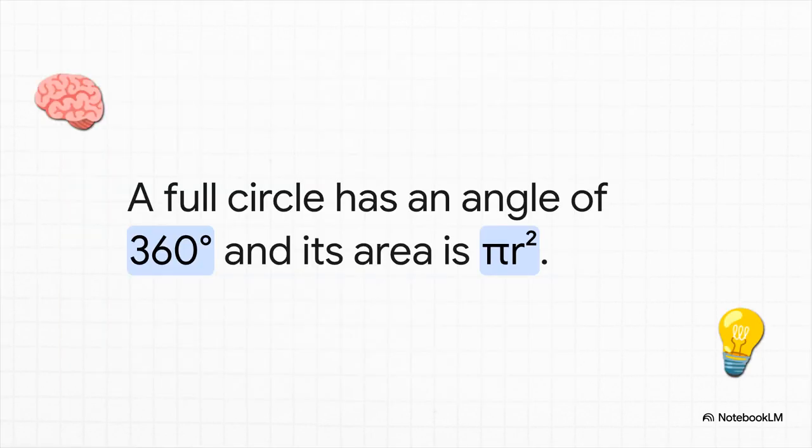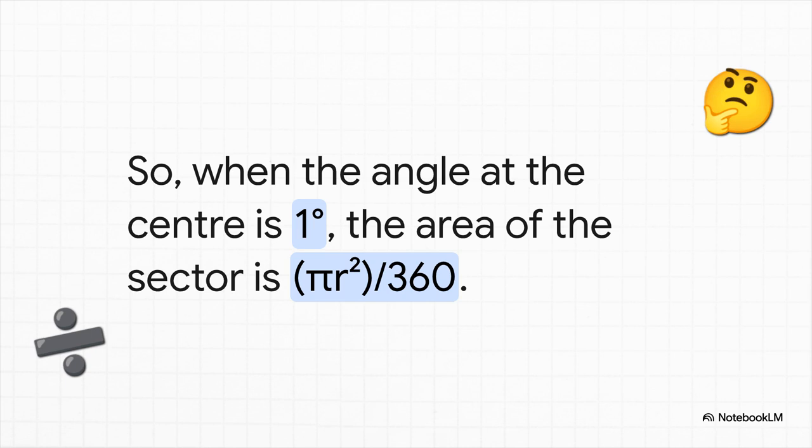So the big question is, how do we find the area of just one slice? Instead of just memorizing a formula, let's be smart about it. Let's build it ourselves. It's just common sense, really. We all know a full circle is 360 degrees, and its total area is pi r squared. Now, let's use the unitary method. You remember that from 6th standard, right?